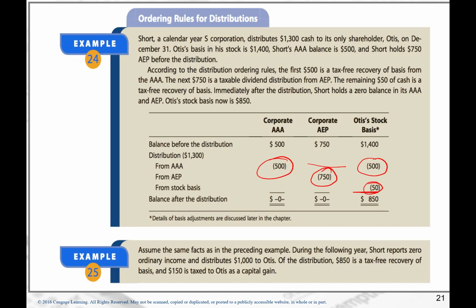Now they tell us that in the next year, if Otis sells the stock for $1,000, then what? Up to $850, the basis of the stock, is tax-free. Any remaining amounts would then be taxed, and it's probably taxed as a capital gain.